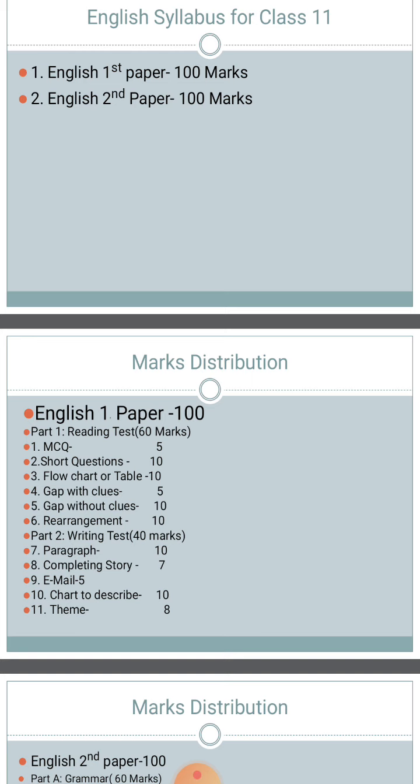Next question number 9, you will be asked to write an email, and it carries 5 marks. Number 10, there will be a chart. There are different kinds of charts, but here you will describe the chart for 10 marks. Number 11, this is called theme. You will be given one piece of poetry from your textbook or outside it, and this carries 8 marks. This is total 100 marks.